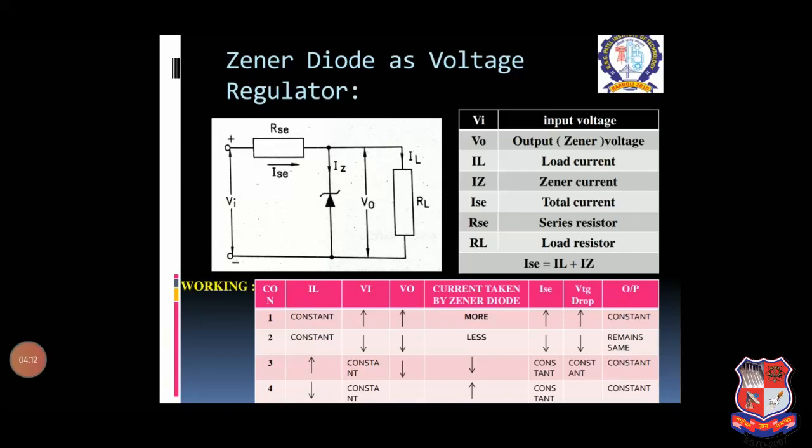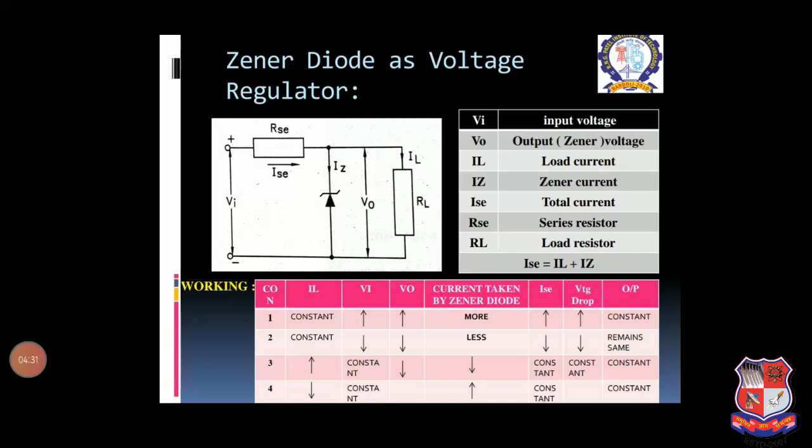Now let's try to understand its action when the input voltage remains constant and the load current changes. Now we are going to keep the input voltage constant and we are going to change the load current. Now focus on condition number 3.